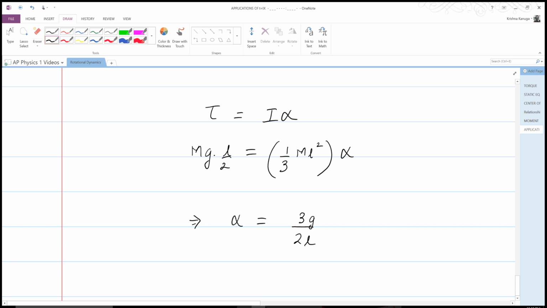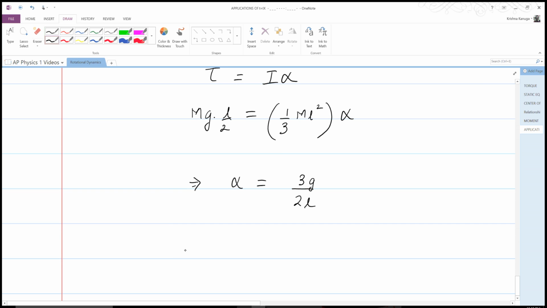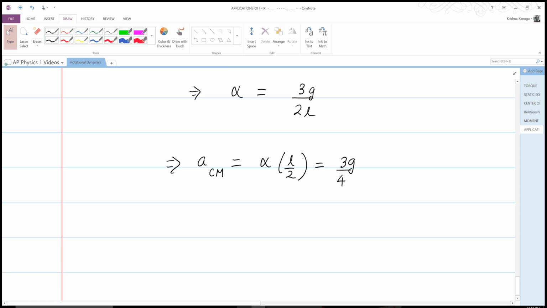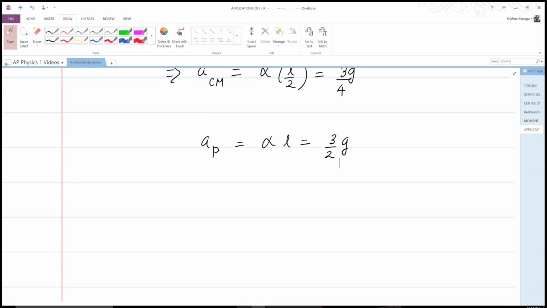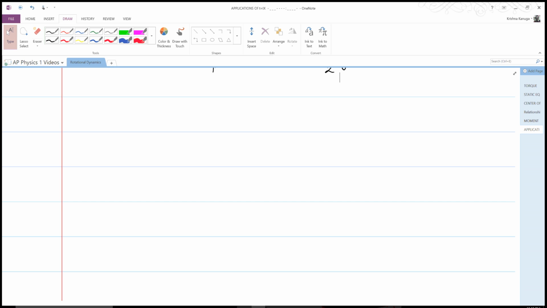Once I have this, finding ACM is simply multiplying alpha by the radius, by how far the center of mass is from the axis, which happens to be L over 2. So we end up getting 3g over 4 for ACM, and for AP we get alpha times L, which is 3/2 g.